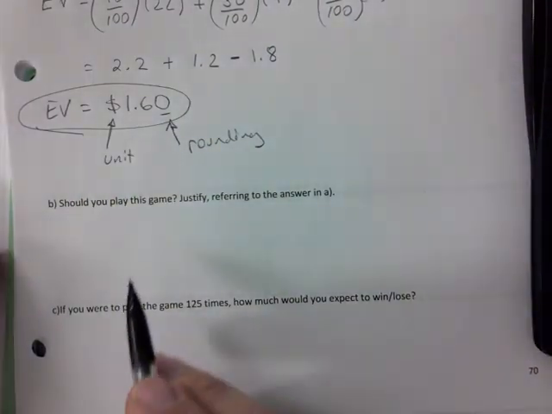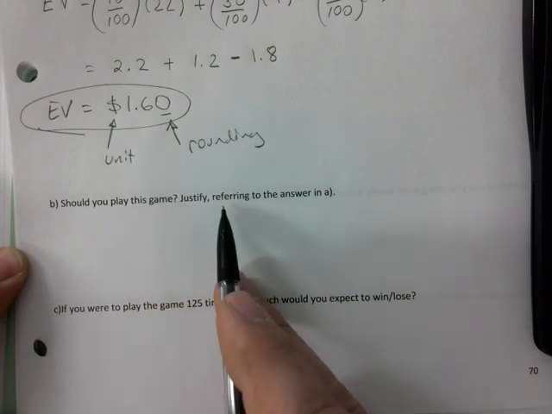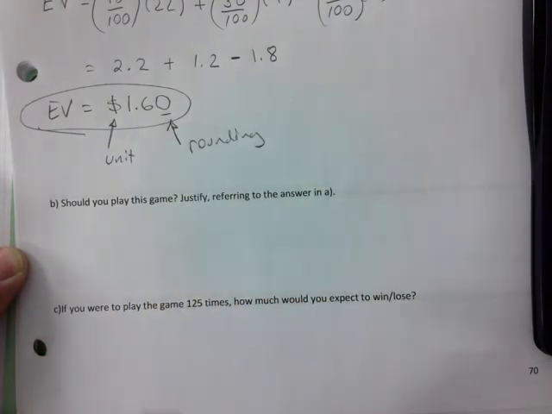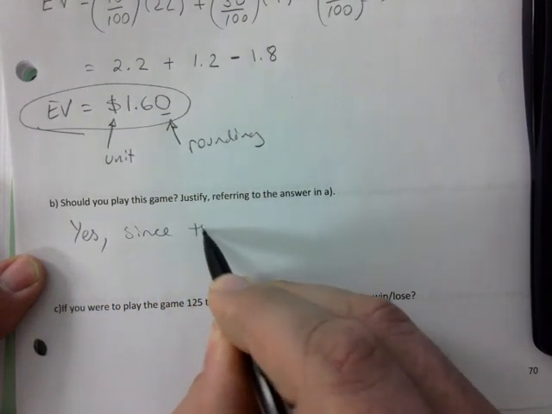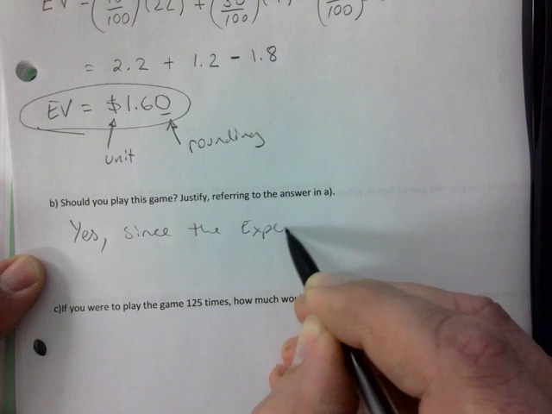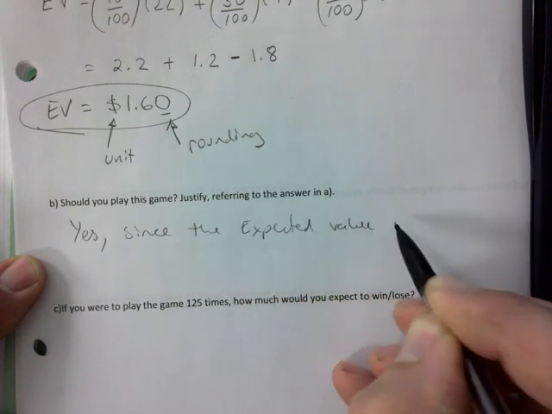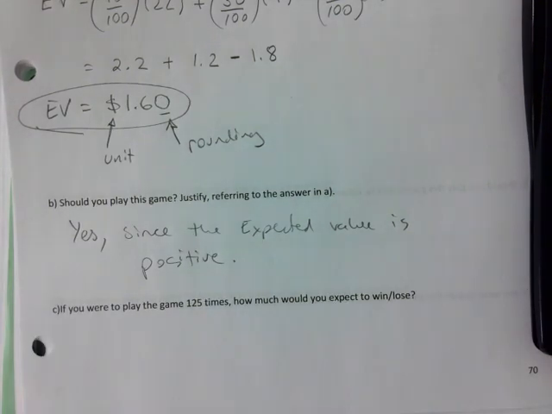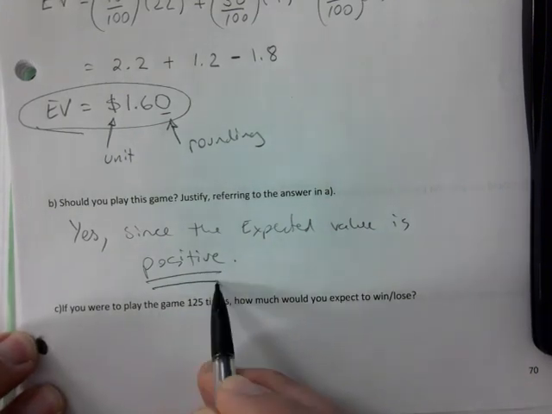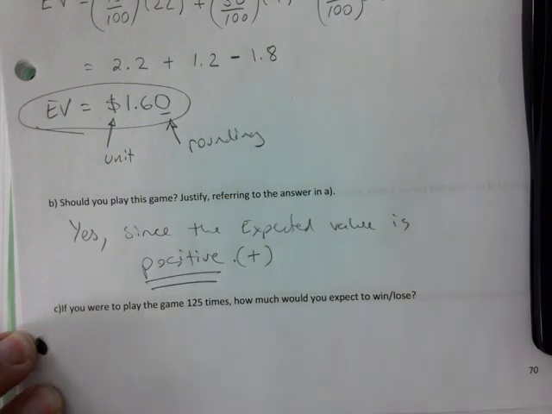Is it a good idea to play? Should you play this game? Justify referring to this answer. Yes, since the expected value is positive. That's what you answer. You don't say yes because the number is pretty big. Or yes, you shouldn't because the number is pretty small. Don't say that. It's positive, right? It's the sign that you're after.